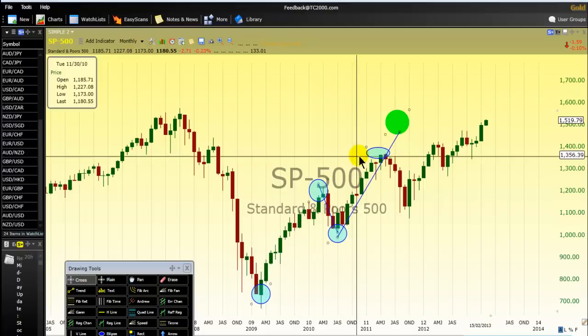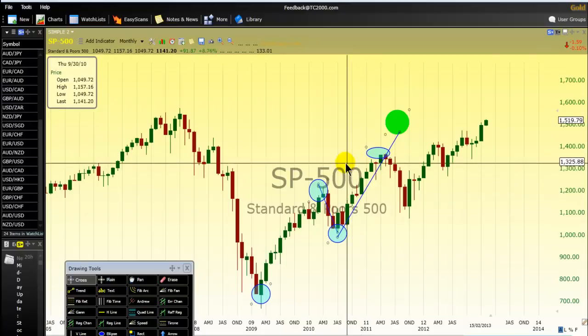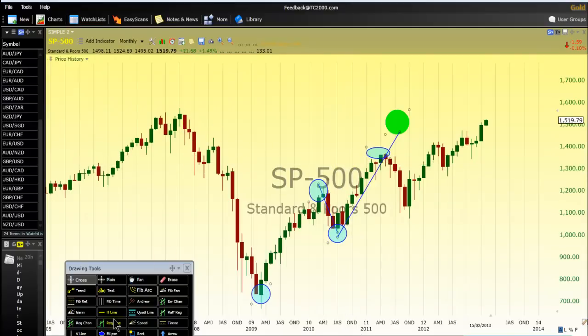But we want to sell, we want to look at the left-hand side. Is it a resistance zone? Yes. See? Price changed direction here.